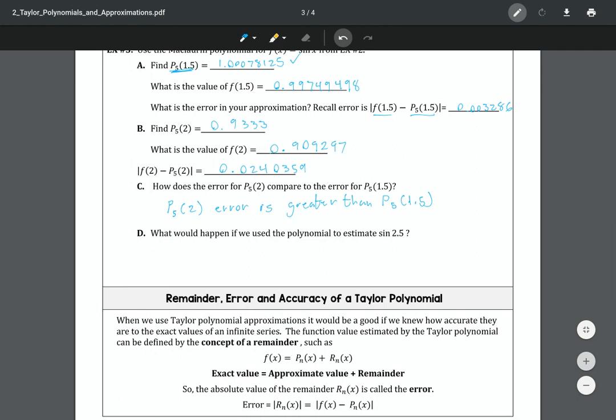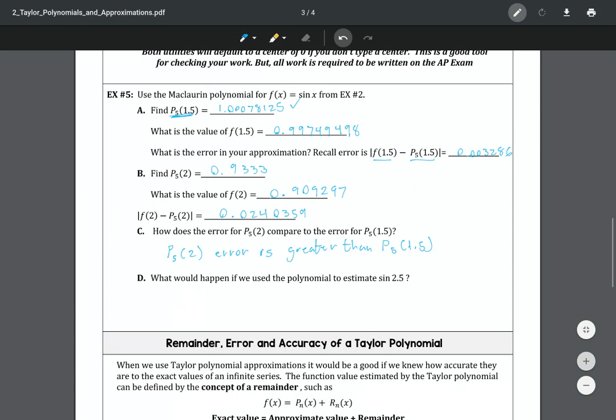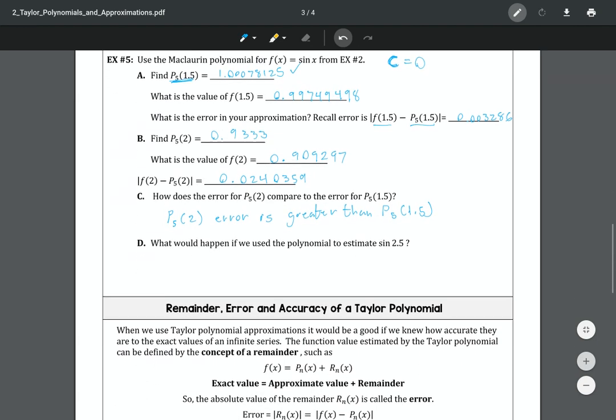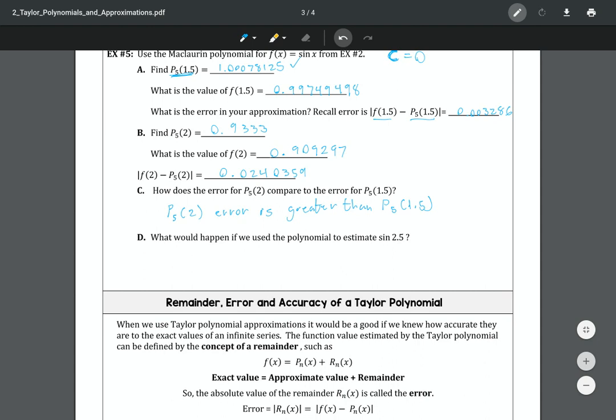Now, let me think about this here. So here's the idea behind it, all right? Remember, because we're talking about a Maclaurin polynomial, that means that we center this approximation around c equals 0, okay? So the reason I'm talking about that is because of what would happen if you use the Maclaurin polynomial to estimate 2.5. Well, the further away you get from the center, which in this case is 0, the greater your error will be. Okay, so let me write that down.